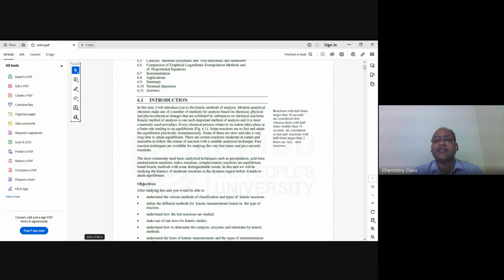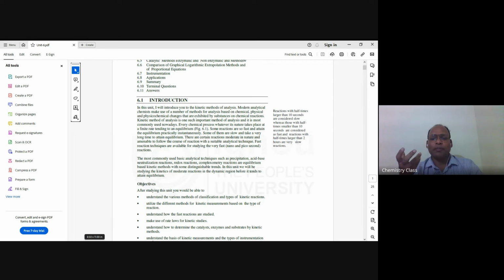Some reactions are so fast that they attain equilibrium practically instantaneously. Some of them are slow and take a very long time to reach equilibrium. For example, the rusting of iron is a very slow reaction, and it will take much more time, months or even years, to reach the equilibrium point.